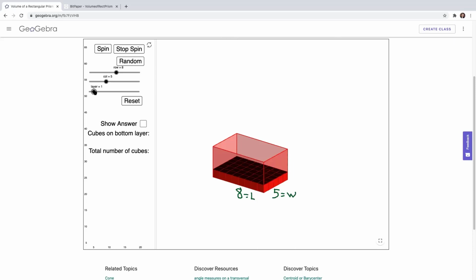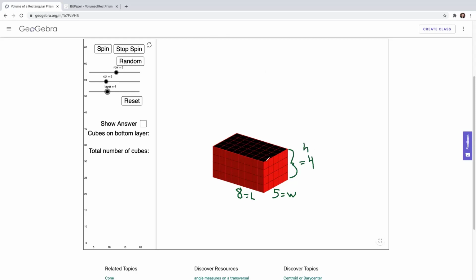Okay, there's one layer. So far my height is 1. Now 2 layers, my height is 2. 3 layers, my height is 3. And 4 layers will fit inside of that rectangular prism. So my height right here equals 4. And that's for my height.